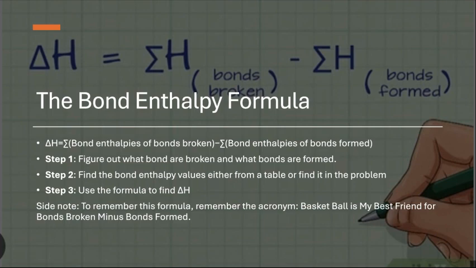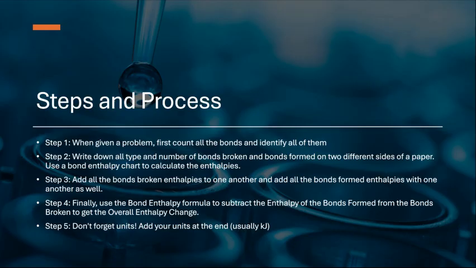Now let's move on to steps and processes on slide 5. So the method to tackle bond enthalpy problems is as follows. First, ensure the equation is balanced, and then see what bonds are present in the reaction. Then write down all the bonds that are broken on one side and bonds that are formed on another side of the paper. So clearly separate the two so you don't get them confused.